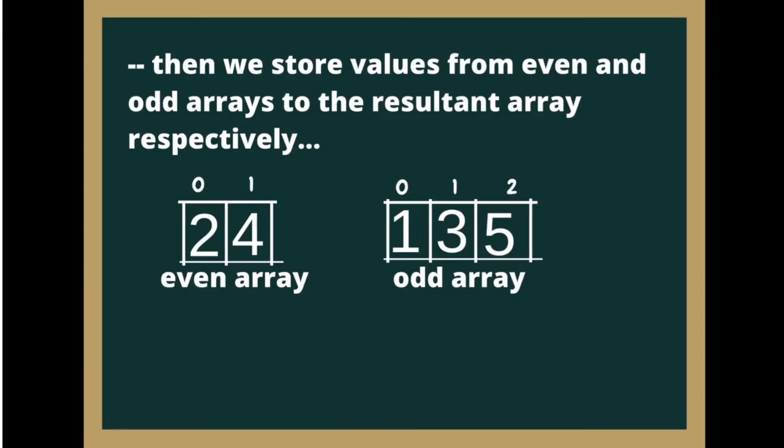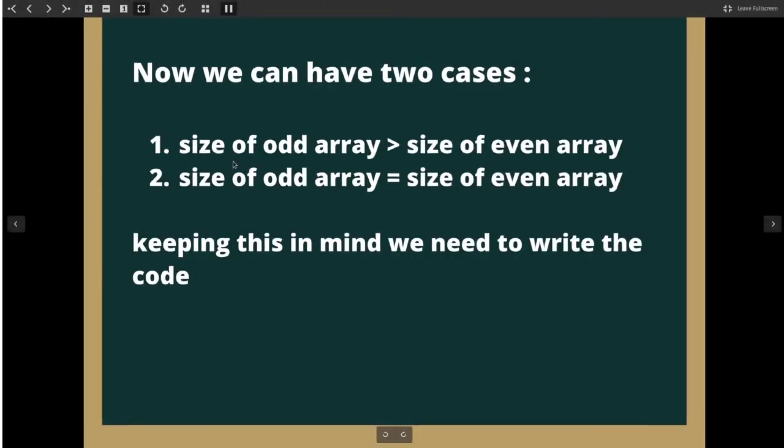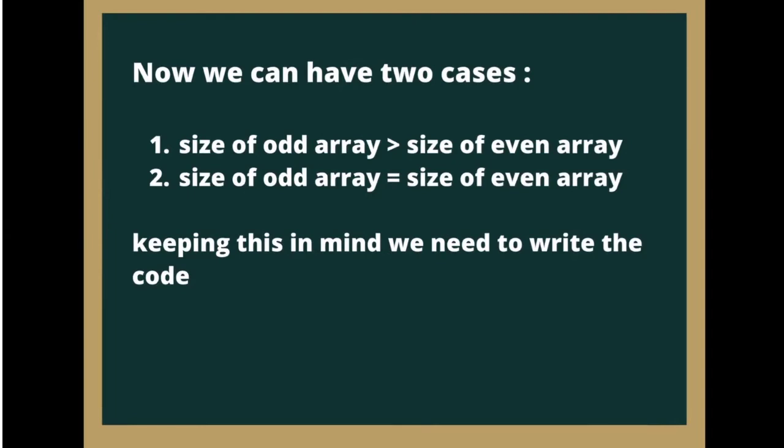Now how do we store that? Let's see. Before storing, we need to see the scenarios here. We can have two cases. Number 1, where the size of the odd array is greater than the size of the even array. And number 2, the size of the odd array is equal to the size of the even array. Now, the size of the odd array will be greater than the size of the even array when the size of the input array is odd, and when it's even, it will be distributed uniformly. In that case, the size of the odd array will be equal to the size of the even array. Keeping this in mind, we need to write the code.